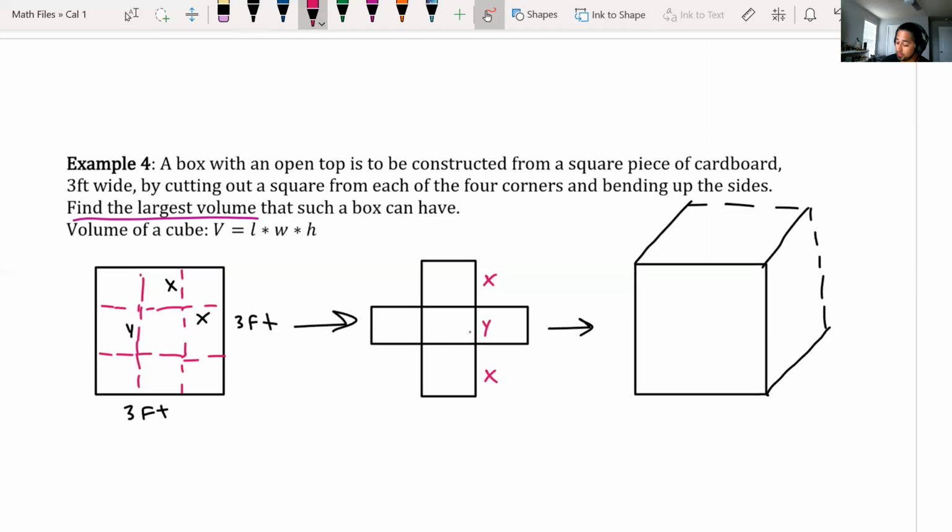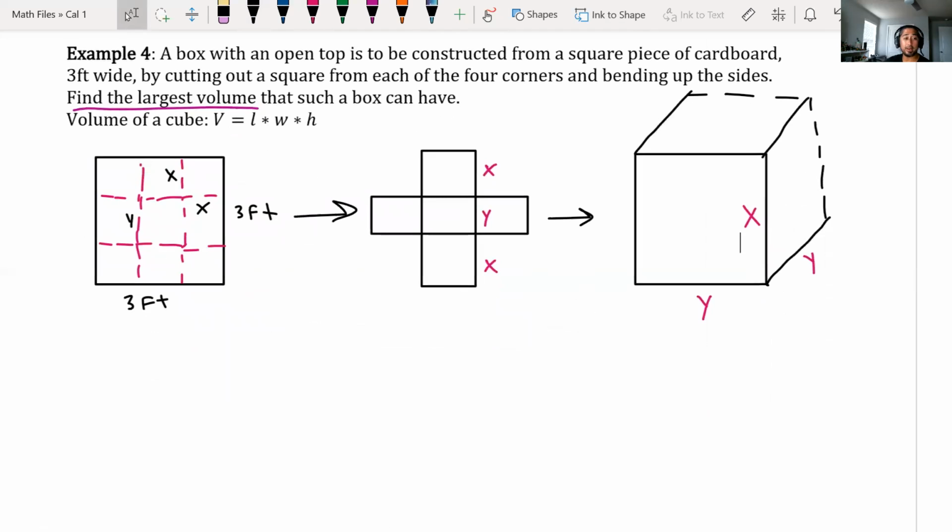And now we know that the base of this box with an open top is Y, and the height of this box when you fold it up is going to be X. So there's our diagram. And now let's get our formulas.